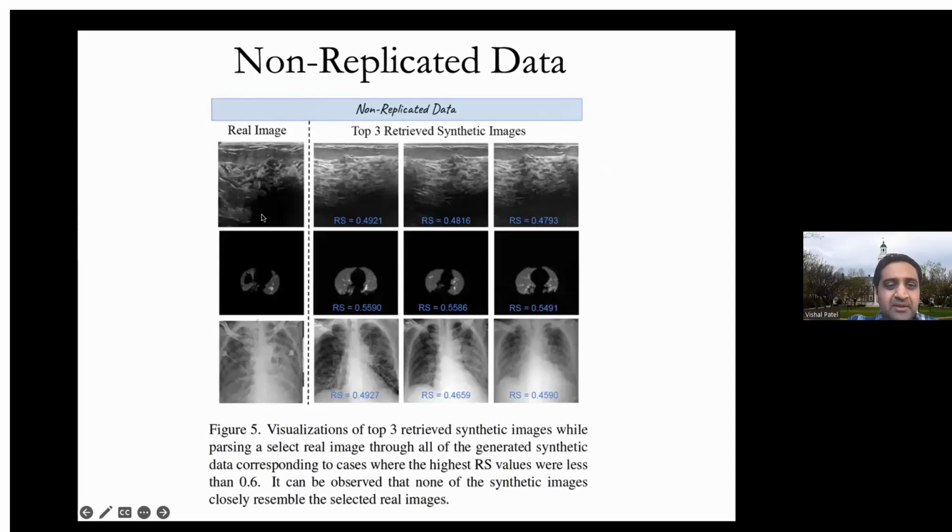So here are some examples where the images are not replicated. These are the real images, and these are the top 3 retrieved images from the training set. These are the synthetic images, and you can see that there is no correspondence. They look very different, and as a result, this replication score is below, let's say, 0.5. It's smaller than 0.5 or around 0.5.